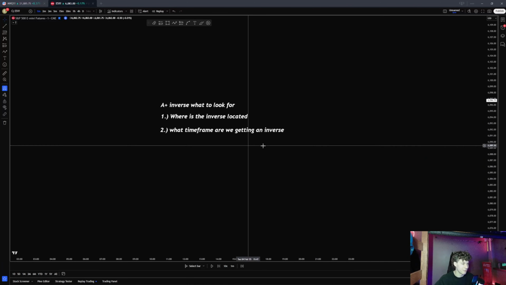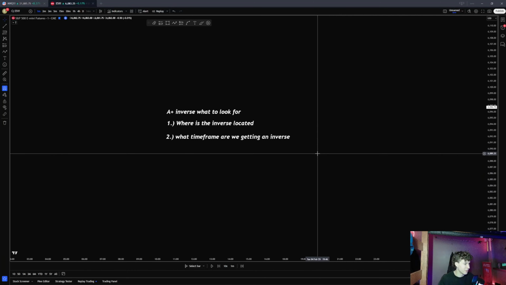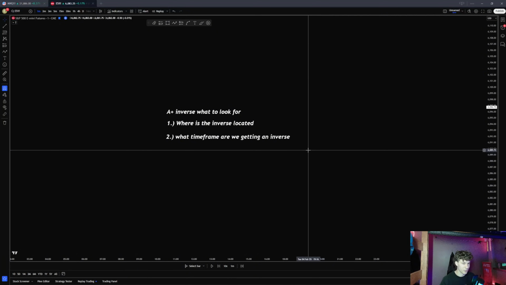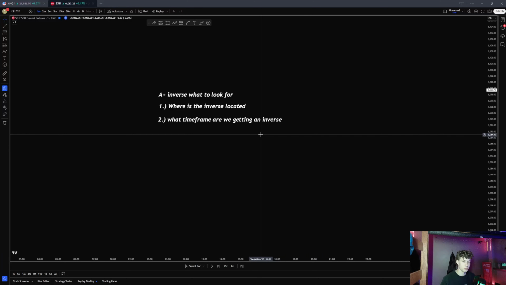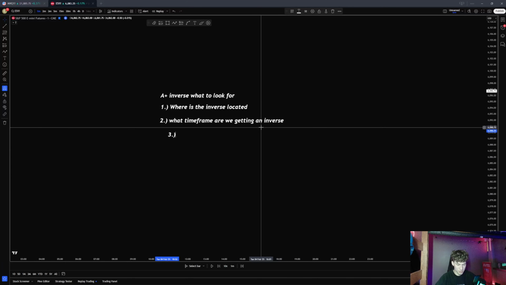So align your time frames, make sure we look bullish on the fair value gap or liquidity that we are using. Do not try and snipe the bottom. In my opinion, you are going to get a low win rate using that, and it's just not going to be worth it. Now, the third thing that you want to look for is what time of day the inverse is happening.